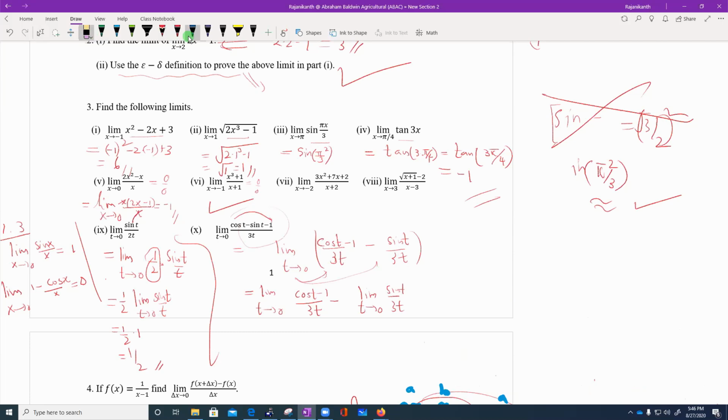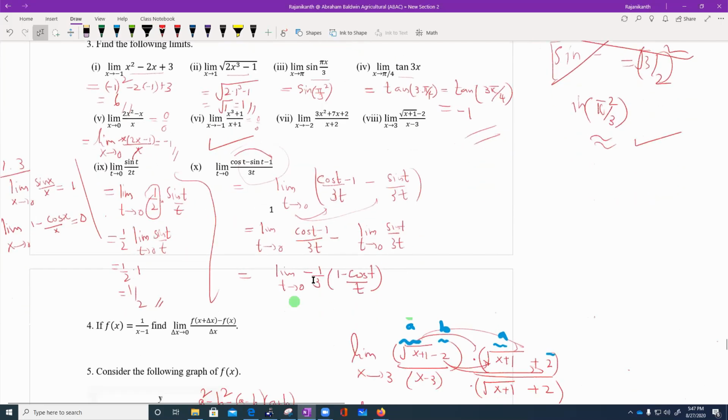Okay, so now you need to find these two limits separately. The first limit, you need to rearrange into the properties form. So the first expression could be written as 1/3 negative. Do you see this? If I write like that, do you agree with me?